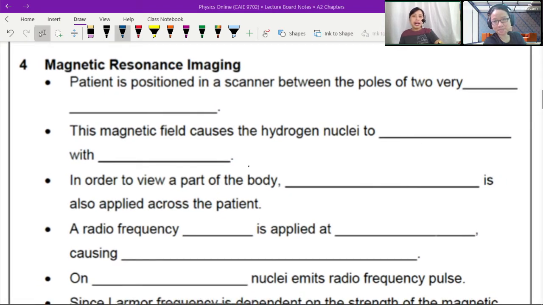Okay, Miss, I got one question. Why do they call it MRI? Magnetic resonance imaging. They call it MRI because you use magnets to align the hydrogen nuclei, and then you send some radio frequency wave to cause the hydrogen nuclei to resonate. And we use that resonance to take picture or image.